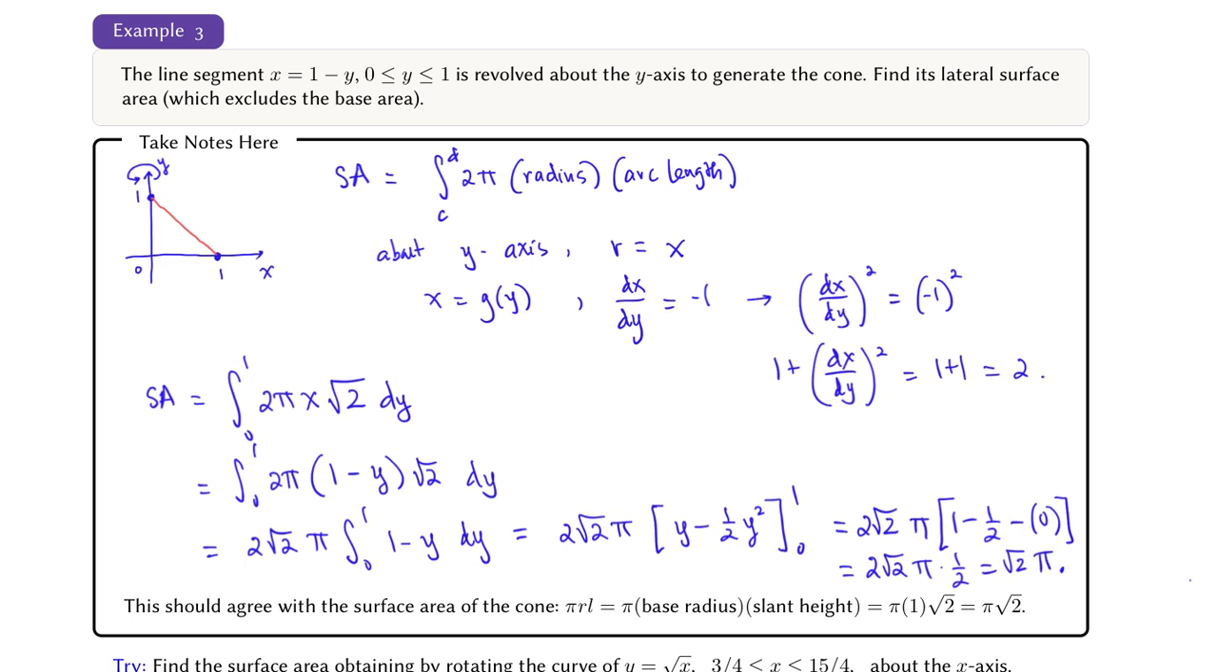This is the exact area of the surface of revolution if we were to rotate the line segment x equals 1 minus y about the y-axis. The result is a cone with the slanted side L equals the square root of 2.